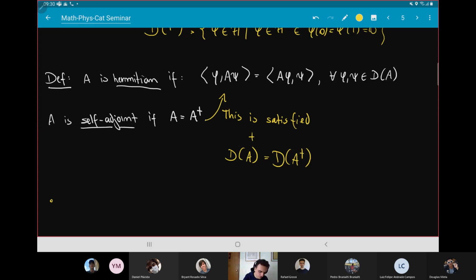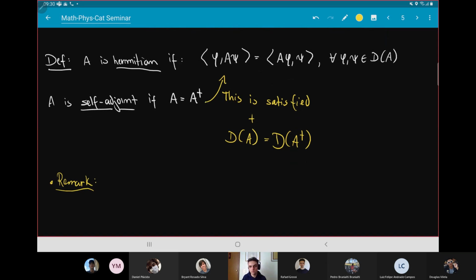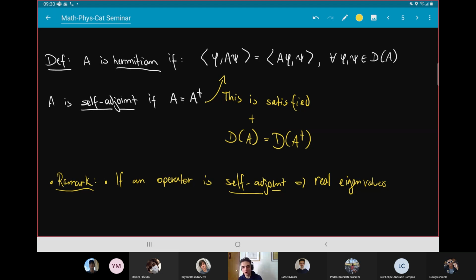There are some theorems, I forgot the names of the theorems, but you can show that if an operator is self-adjoint, this means that it has real eigenvalues. For Hermitian operators, that is not necessarily true. So the condition in which you can guarantee that your operator is going to have real eigenvalues is if that operator is self-adjoint. And in particular, the momentum operator is Hermitian, but it is not self-adjoint.